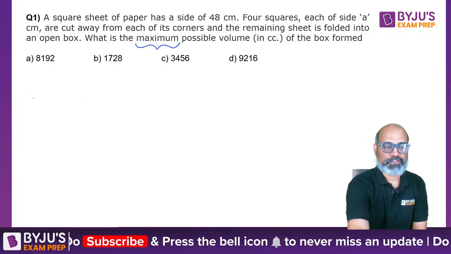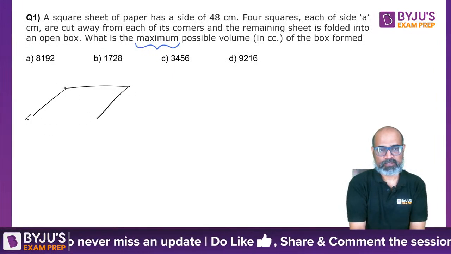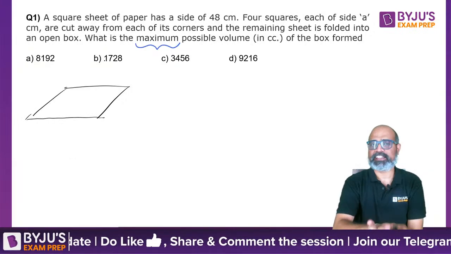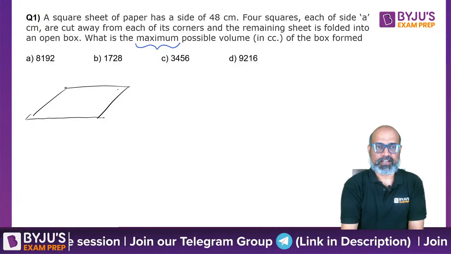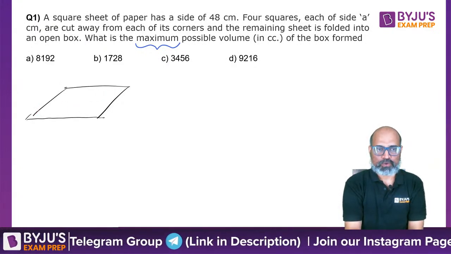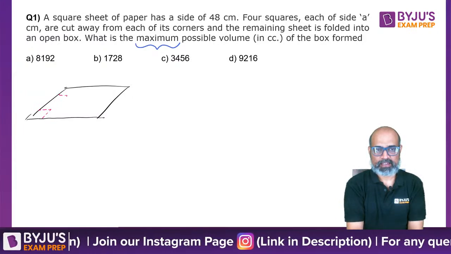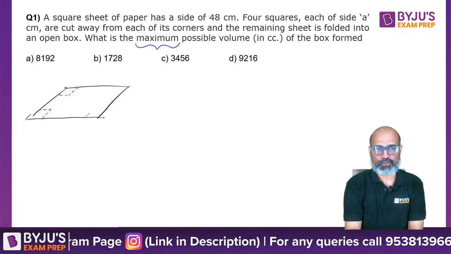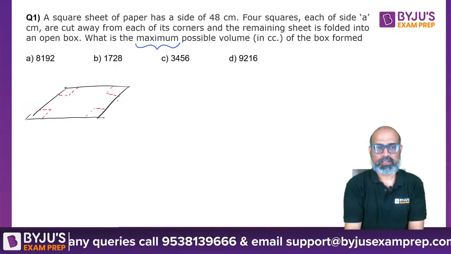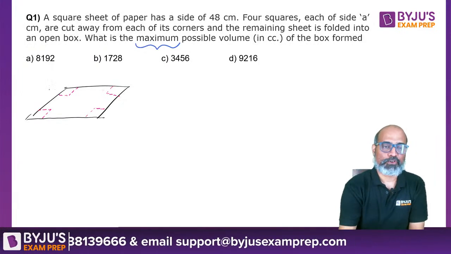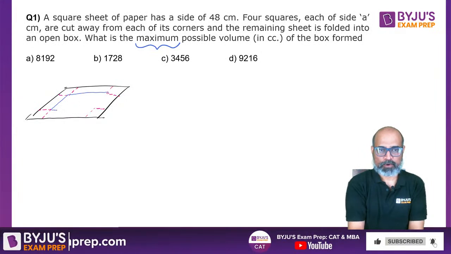So let's visualize. Let's say this is the square sheet of paper, of side 48 centimeter. I'm not going to write 48 as of now. Now it's given that square sheets of side a are being cut from all the 4 corners, and then these are folded to form an open box, a box with no lid.